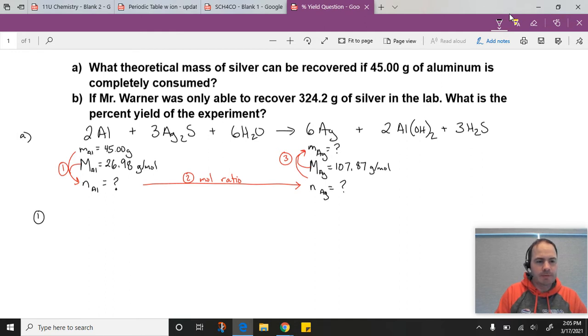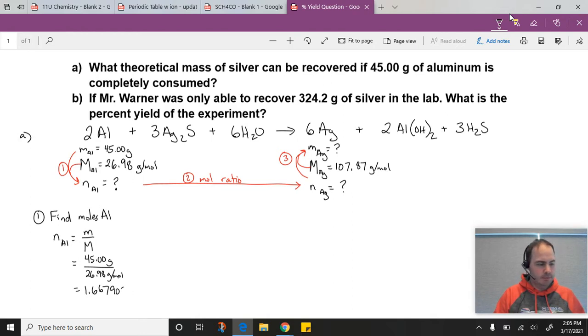So the first piece, we're going to find moles of aluminum. Moles of aluminum equals mass divided by molar mass. So we've got 45 grams divided by 26.98 grams per mole. And that's going to give us 1.66790215 moles. So that's our moles of aluminum.